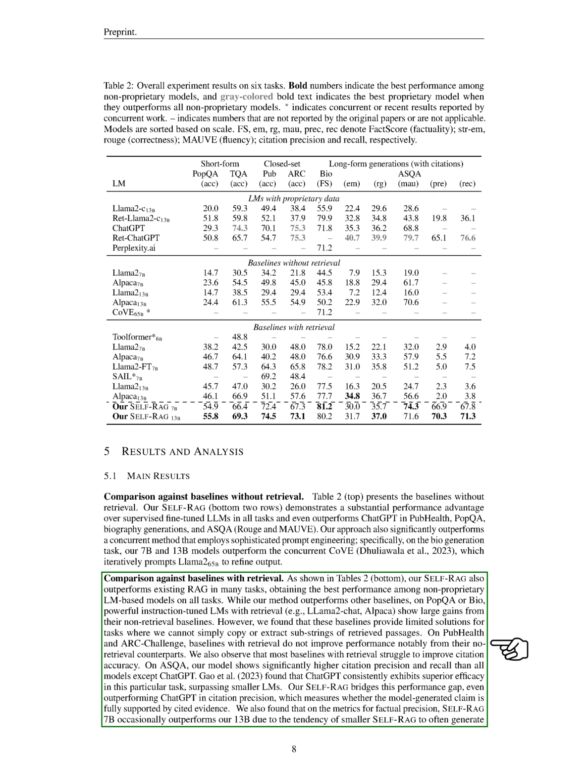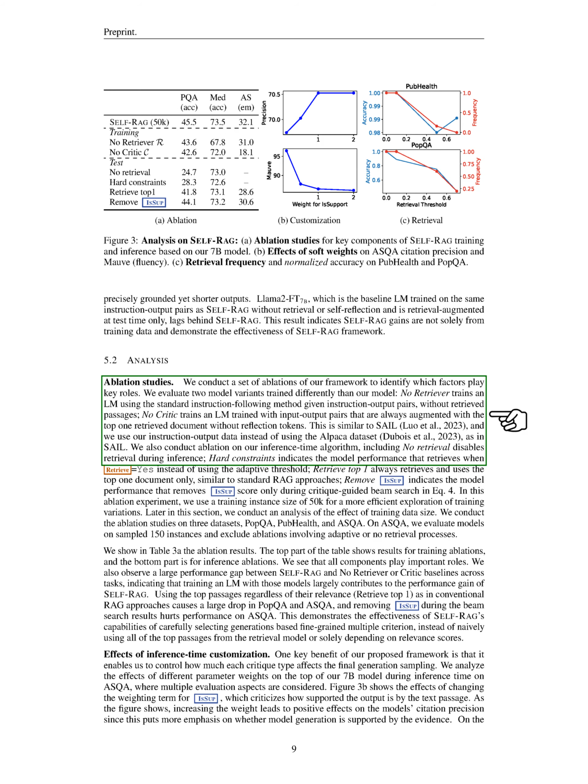We also found that most retrieval-based models struggle to improve citation accuracy. However, our model shows significantly higher citation precision and recall than all models except ChatGPT. We also conducted a series of ablation studies to identify the key factors contributing to our model's performance.